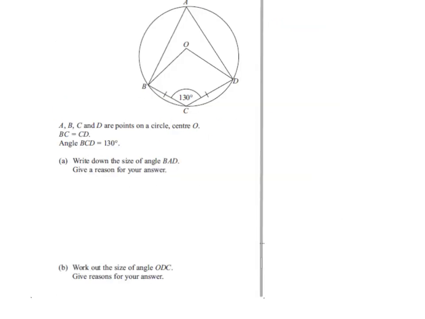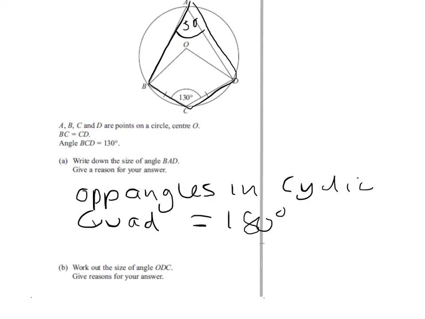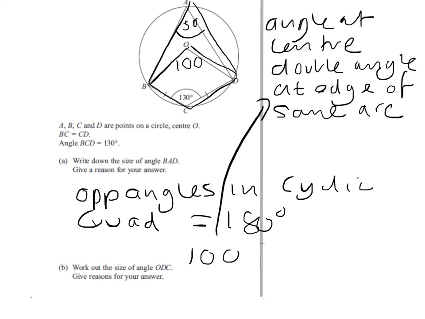So to start off finding BAD, we should notice that BAD is in the cyclic quadrilateral, which I'll just quickly draw, and the connection between angles that are opposite in a cyclic quadrilateral is they make 180. So we'll write that down. And to find BOD, well, we've got these angles coming off the arc BD going to the centre and also going to the edge, and should know that the angle at the centre is double the angle at the edge of the same arc. So the answer is 100, and I'll write down what you need to put in next.